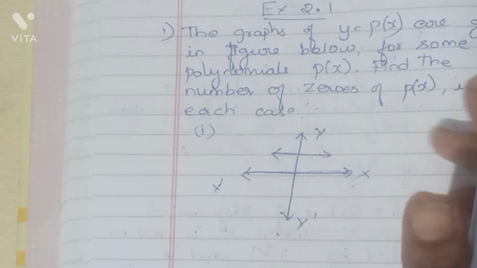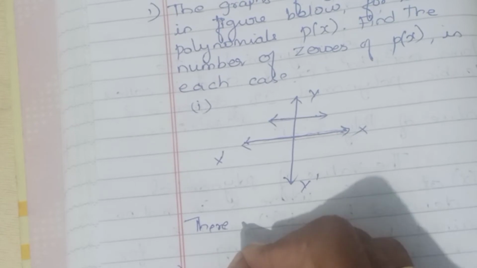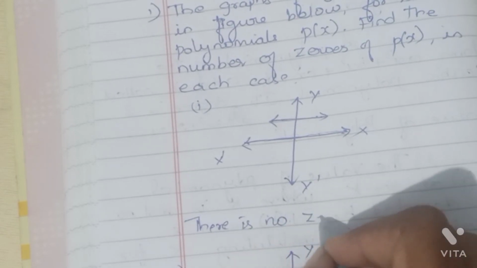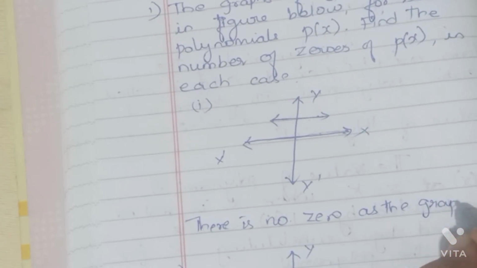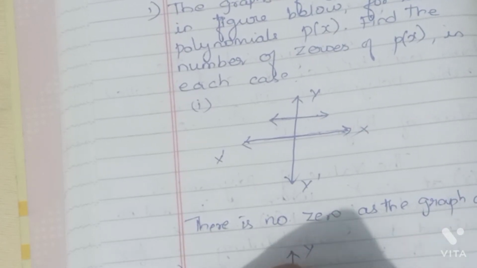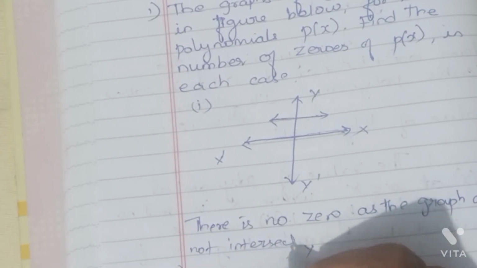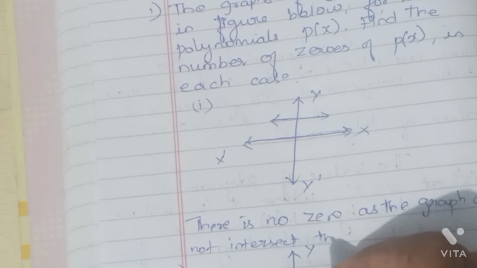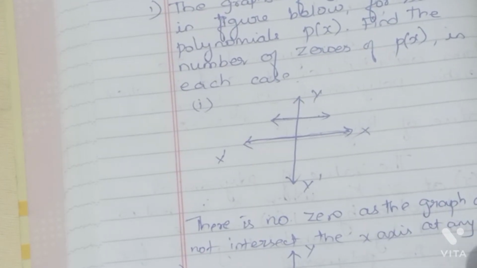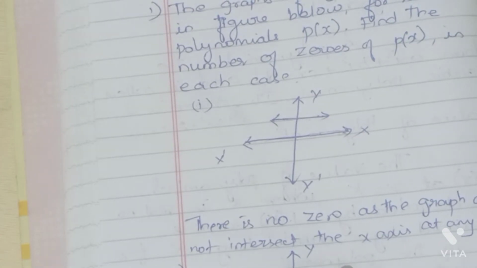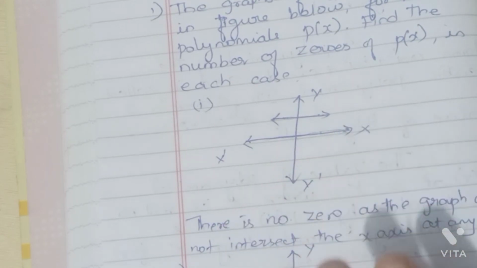of p of x. Okay, so what we will say? We will say that there is no zero as the graph does not intersect the x-axis at any point. So the graph does not intersect the x-axis at any point. So there is no zero of p of x.